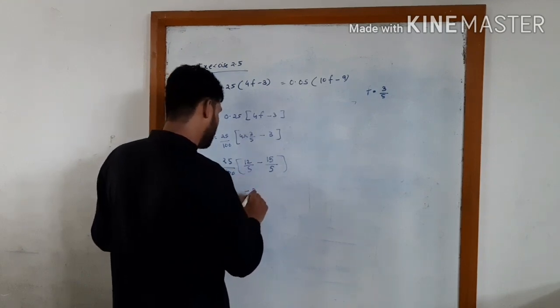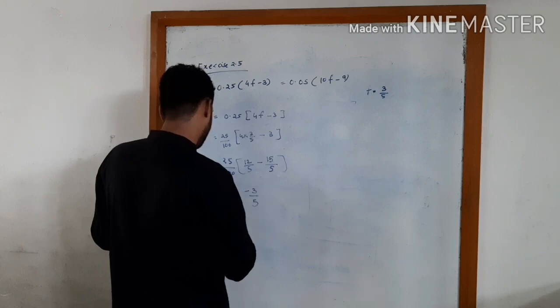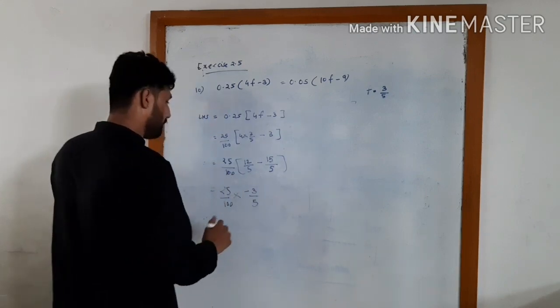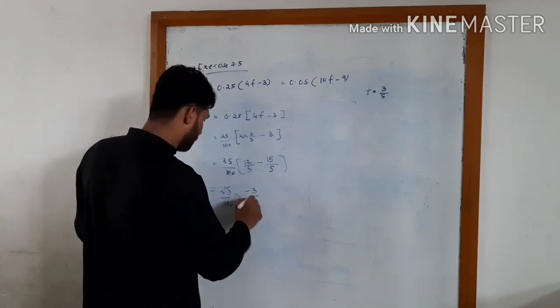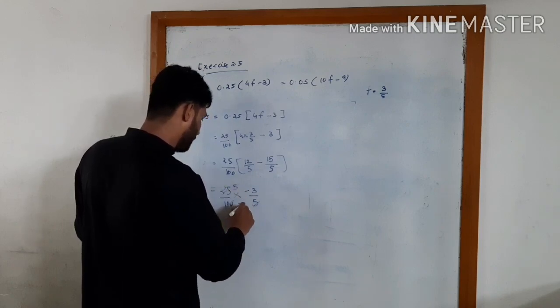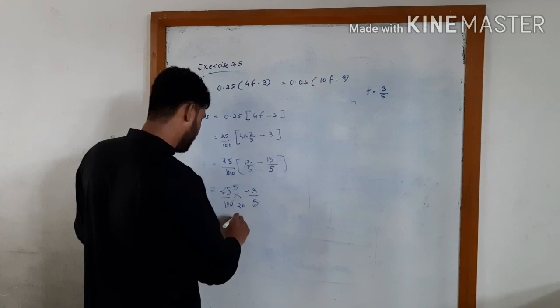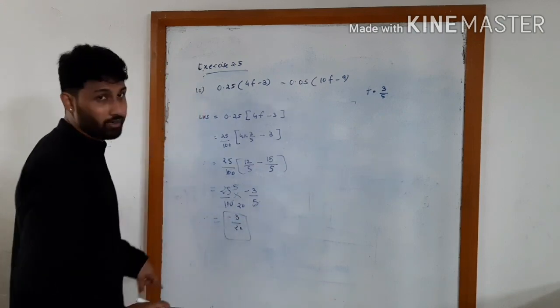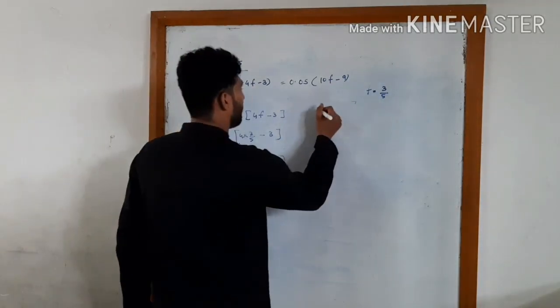which is equal to 25 upon 100 multiplied by 12 minus 15 is minus 3 by 5, which is equal to this 5 and this gets cancelled, so this gets cancelled and 20, right? So minus 3 by 20. LHS is minus 3 by 20. Let us find out the RHS.